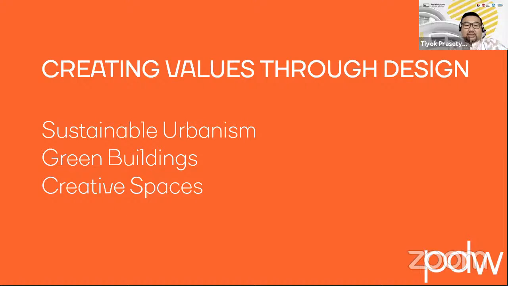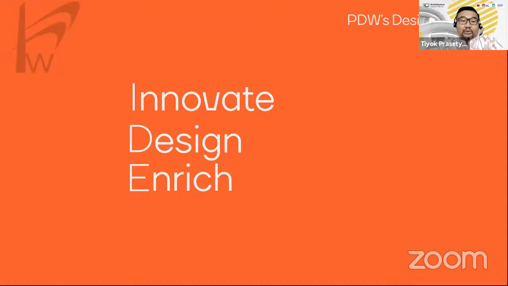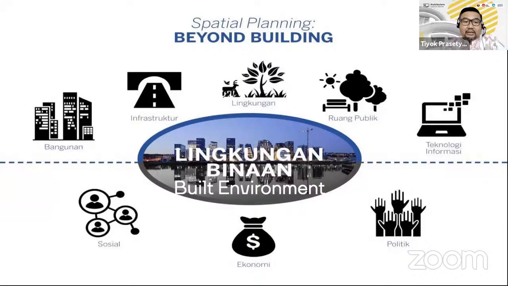We do this through a design process that we call IDE: to innovate, then we design, and then later we enrich through iteration of the project. As I mentioned, beyond building, we're talking about planning and architecture. It's not only infrastructure, buildings, and public space, but we also have to do some politicking, of course not as a politician, but as an architect, a planner, an urban designer. My background is architect and urban designer, but we have to look into social and economic issues.